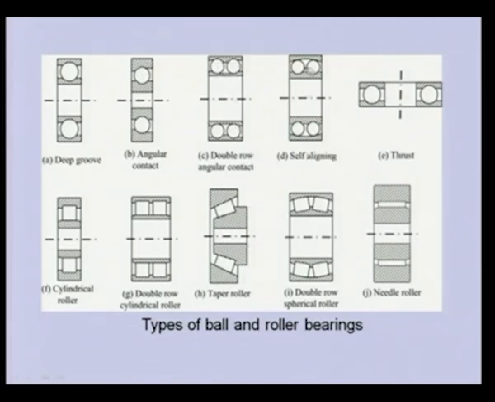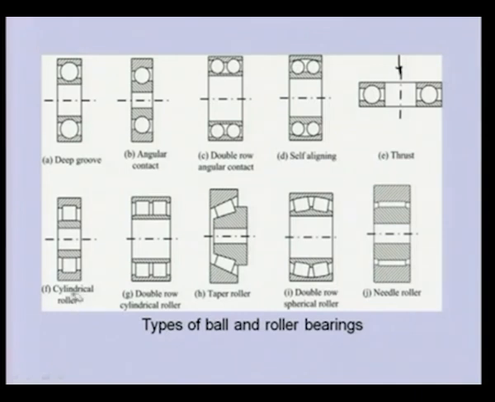This is a self-aligning bearing. So in this particular case, the inner ring can tilt with respect to the outer ring by a large amount. Then this is the thrust bearing. Generally the load comes in the vertical direction, so that they take the load here. So load comes like this in this particular case.